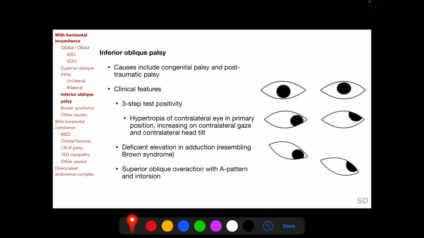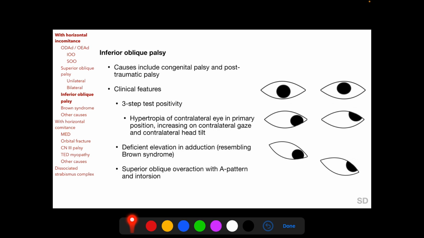Inferior oblique palsy is an uncommon entity which can be due to a congenital palsy of the muscle or due to traumatic injury to the muscle. Clinical features of inferior oblique palsy include a positive 3-step test which will show hypertropia of the contralateral eye in primary position, with the hypertropia increasing on contralateral gaze and contralateral head tilt. So in a patient with right inferior oblique muscle palsy, the left eye will be hypertropic in primary position, which will increase in left gaze and left head tilt.